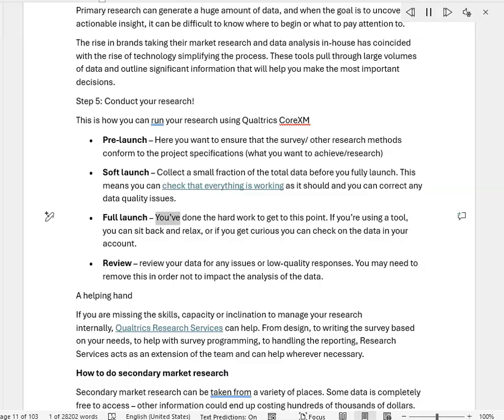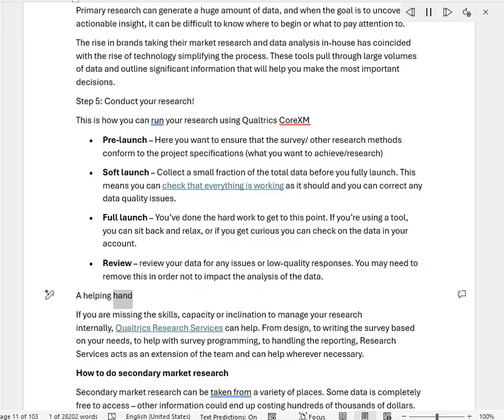Full launch. You've done the hard work to get to this point. If you're using a tool, you can sit back and relax, or if you get curious you can check on the data in your account. Review your data for any issues or low-quality responses. You may need to remove this in order not to impact the analysis of the data.